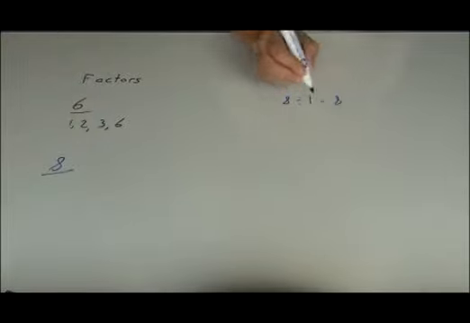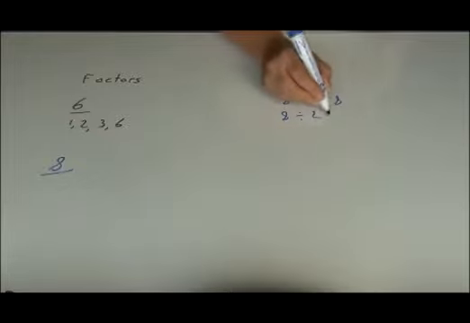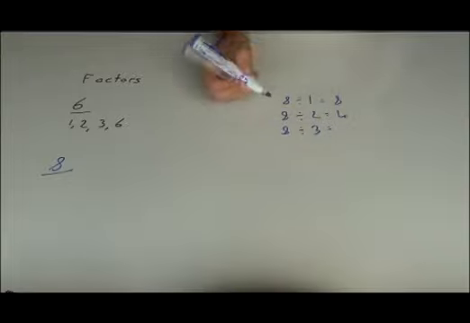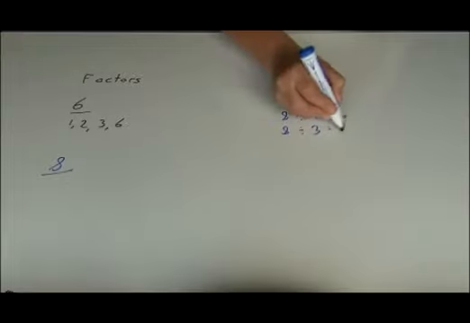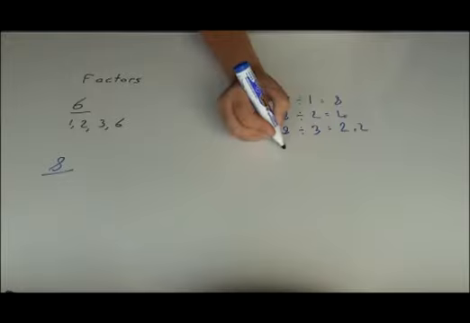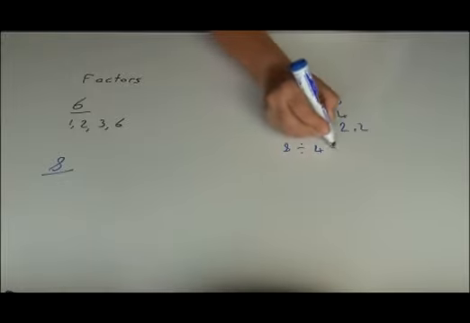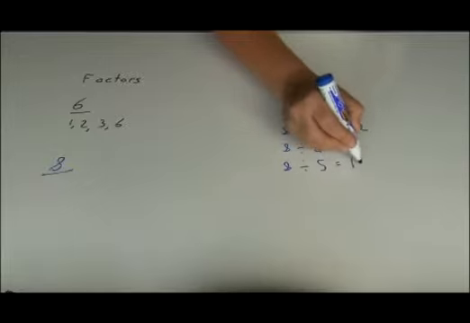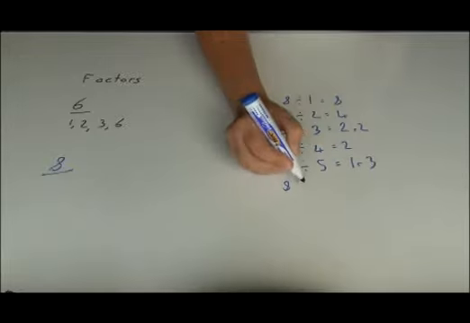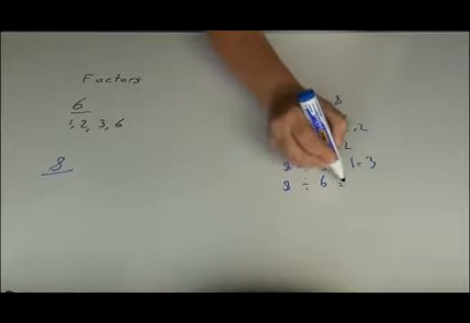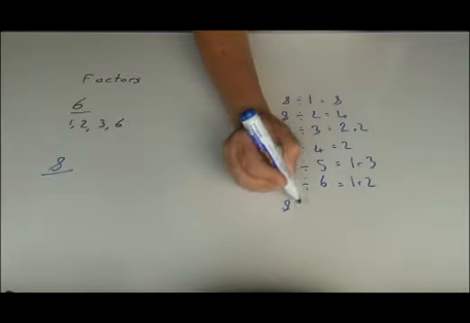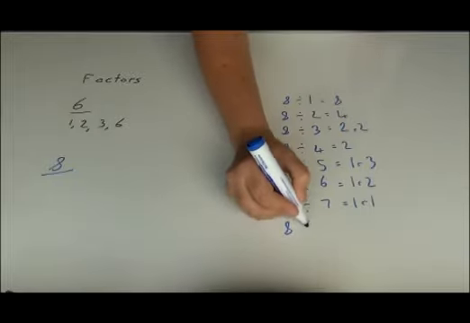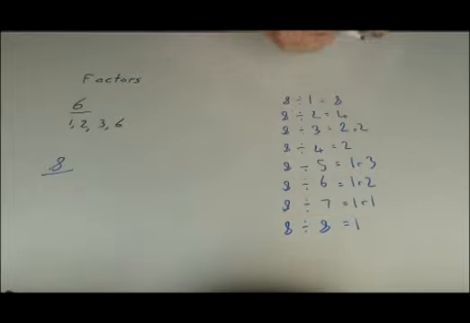8 divided by 1 is 8. 8 divided by 2 is 4. 8 divided by 3, remember 2 times 3 is 6, so it will be 2, remainder 2. 8 divided by 4 is 2. 8 divided by 5 is 1, remainder 3. 8 divided by 6 is 1, remainder 2. 8 divided by 7 is 1, remainder 1. And 8 divided by 8 is just 1.